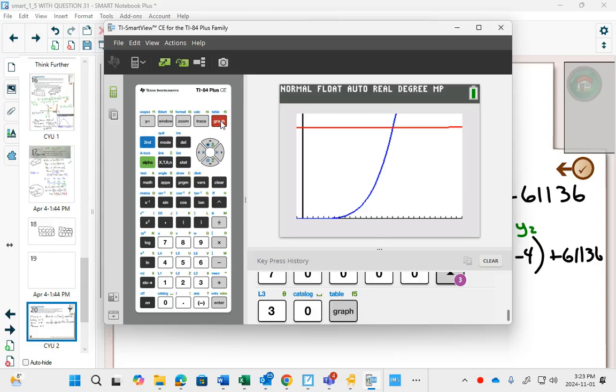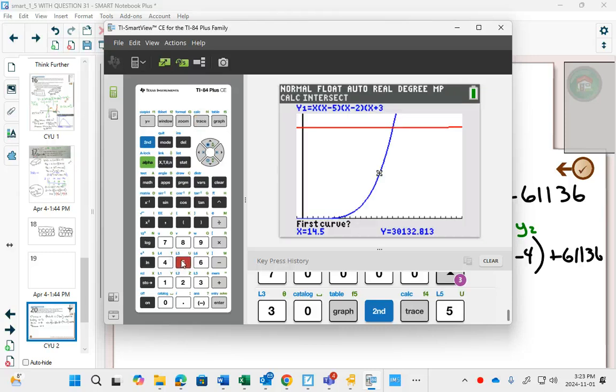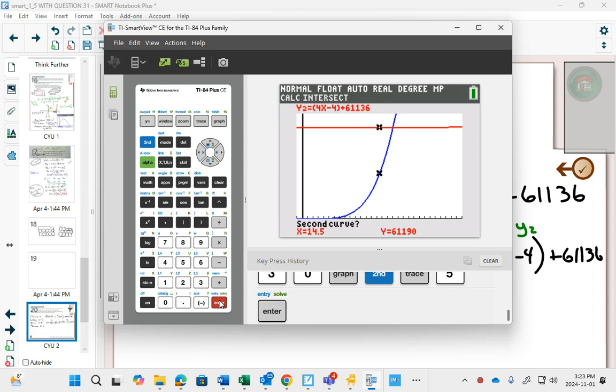If I find where they intersect, so again, second, calculate, number 5, intersect. Curve number 1, enter. Curve number 2, enter. Guess. Here? Oh, there. And x is 17.